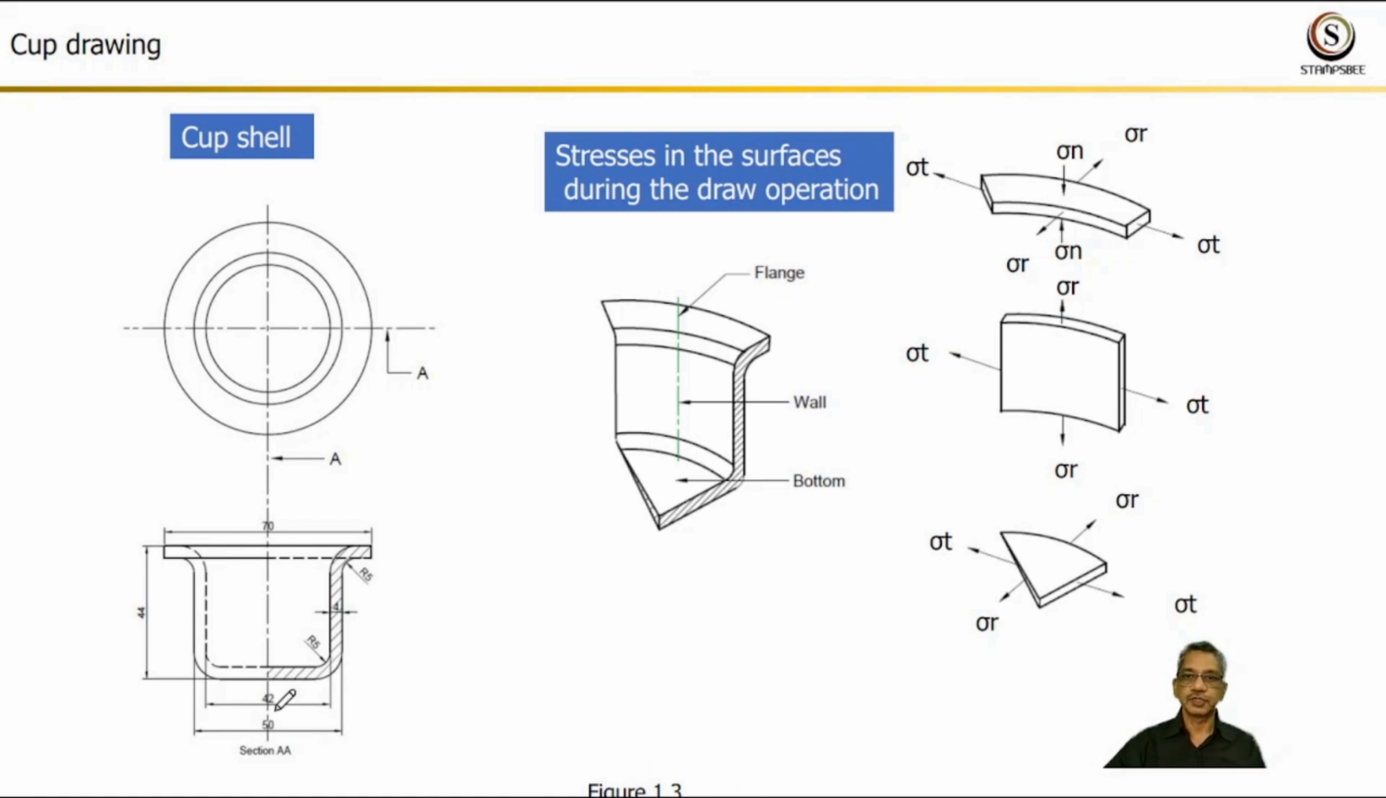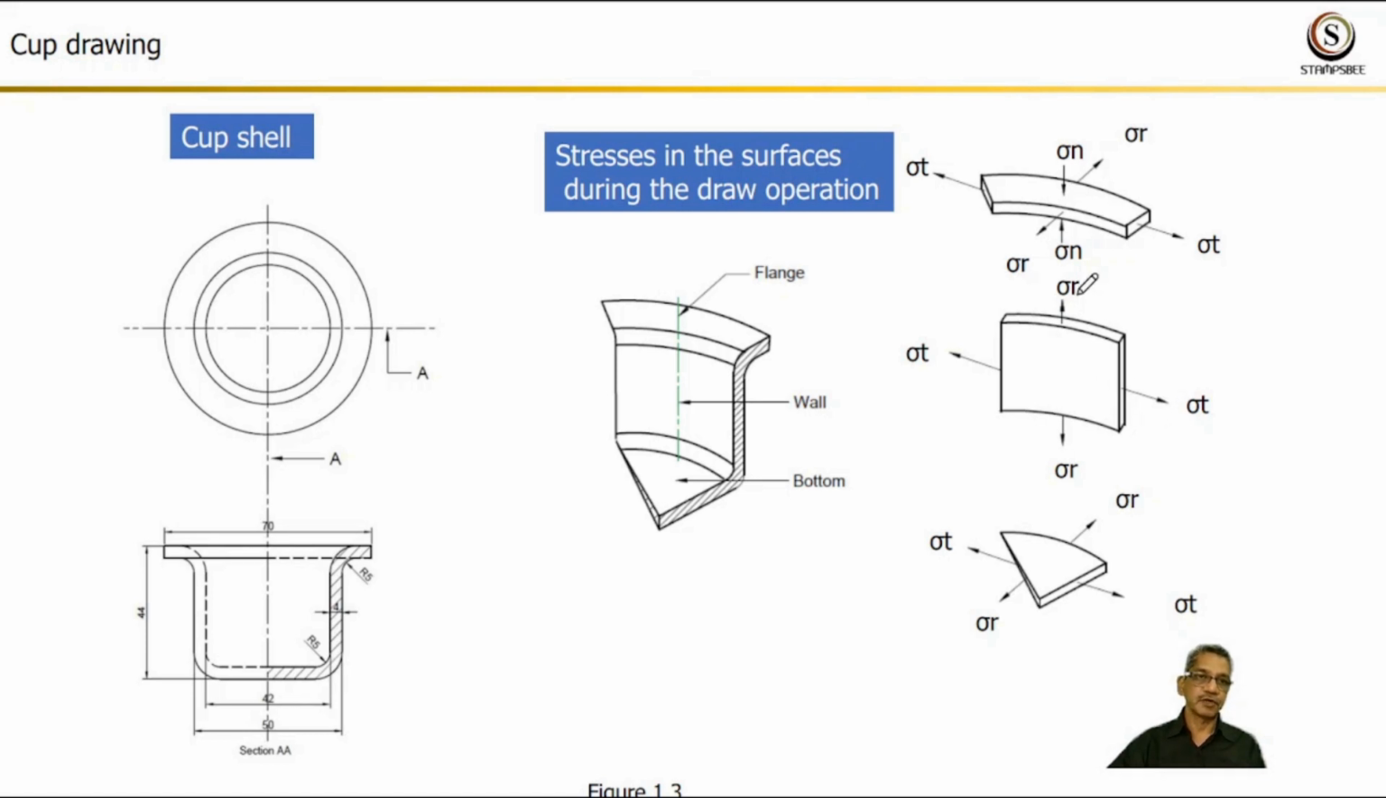Figure 1.3 shows the cup type drawn part and its half section. In half section, three surfaces are visible: flange, wall and bottom. The flange surface involves tensile stress acting at the center of the cup and compressive stress acting in the circumferential direction. Due to biaxial stresses, maximum friction takes place in this zone. This is the surface which is most sensitive in terms of quality defects like wrinkles.